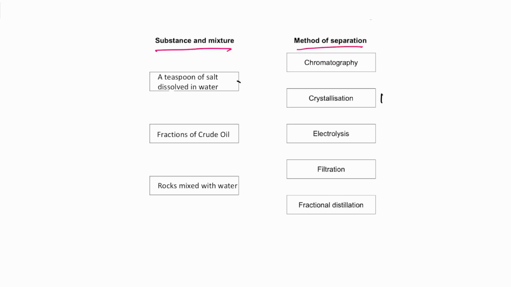So you could have got the answer straight away, but I just thought we'd go through all of the different possibilities. Then we've got fractions of crude oil. Again, let's do the same. Chromatography, no, for the reason we explained before. Electrolysis, also no, again it's not an ionic compound. Filtration, again wouldn't work, you don't have solids in there.